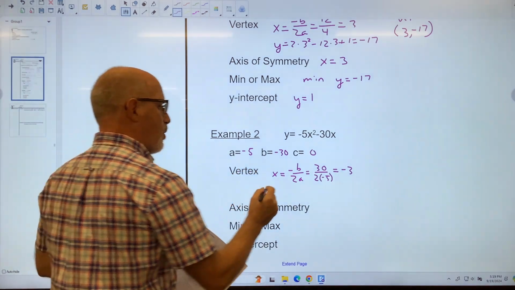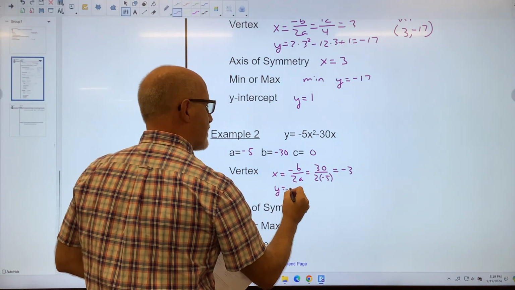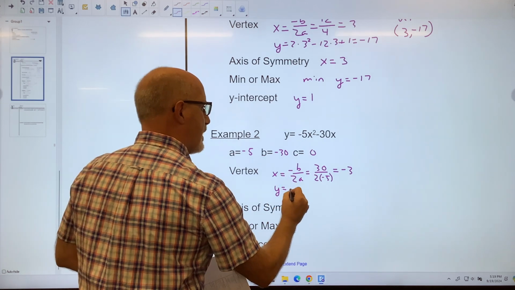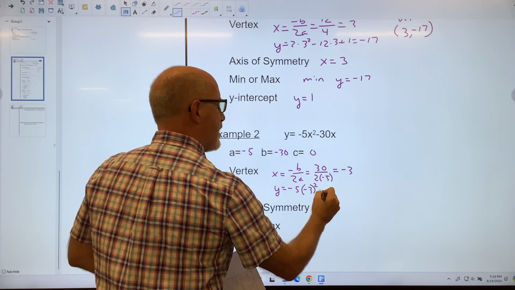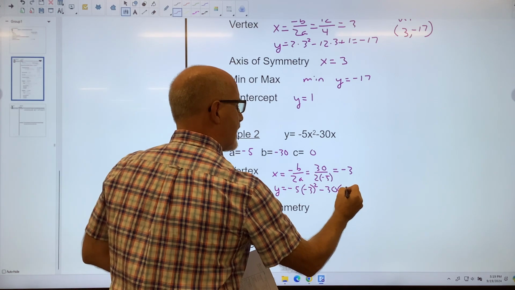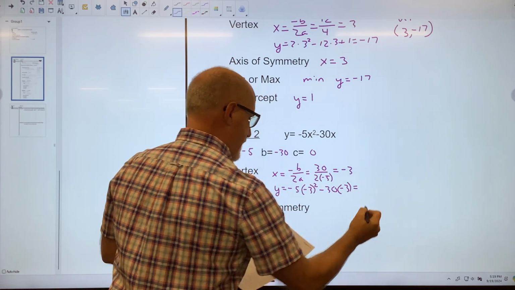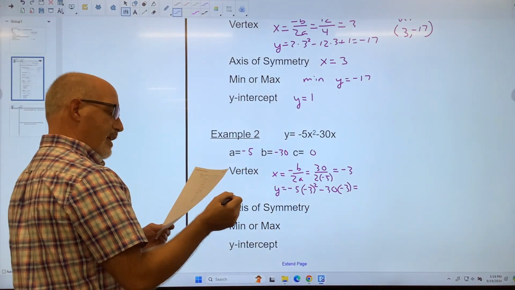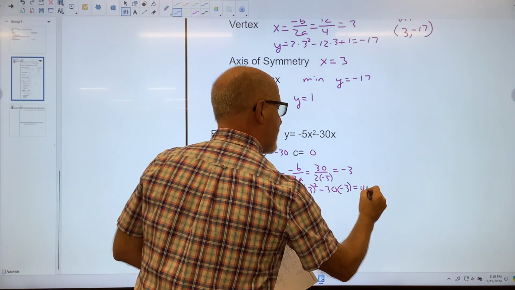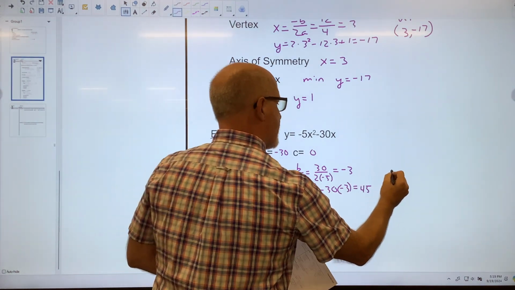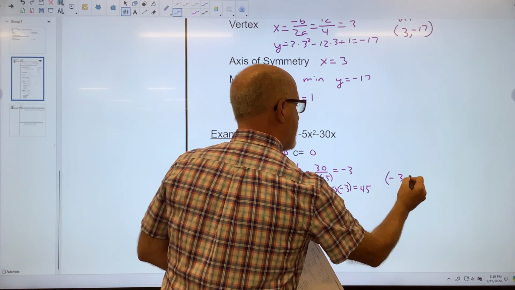Now I want to find the y value at my vertex. So I put in negative 3 here: negative 5 times negative 3 squared minus 30 times negative 3. When I calculate that, the y value will be equal to 45. So my vertex is going to be negative 3 comma 45.